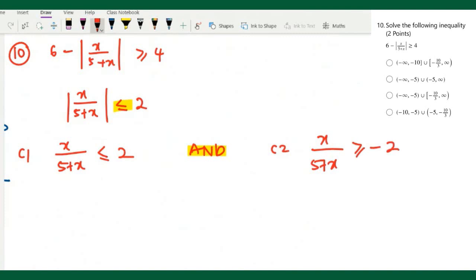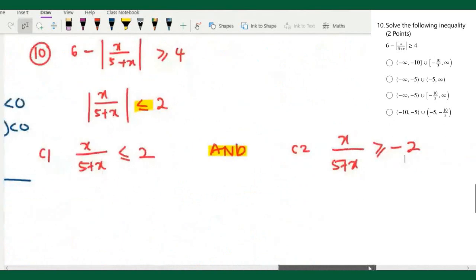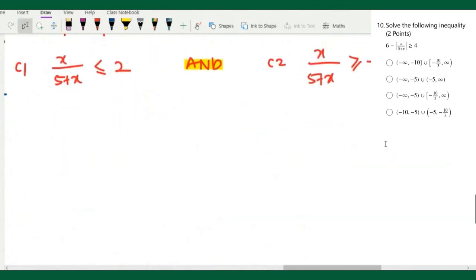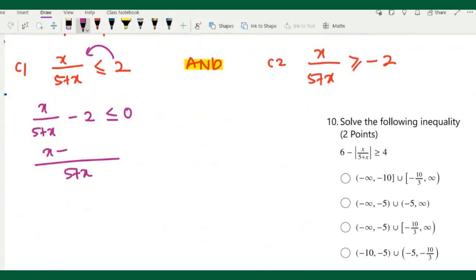Okay. So, selesaikan masing-masing asing-asing. Okay. Sama je macam nombor 9 tadi tu. Selesaikan masing-masing asing-asing. Nanti kita combine. Ni pun sama. Ni pun selesaikan masing-masing asing-asing. Nanti combine. Okay. Selesaikan yang pertama dulu. Bawa ke sebelah kiri. So, x over with 5 plus x minus 2 less than or equals to 0. So, samakan penyebut. 5 plus x, x minus 2, 5 plus x. Okay, bila ada minus ni kena be careful lah. Okay, so selesaikan yang atas.